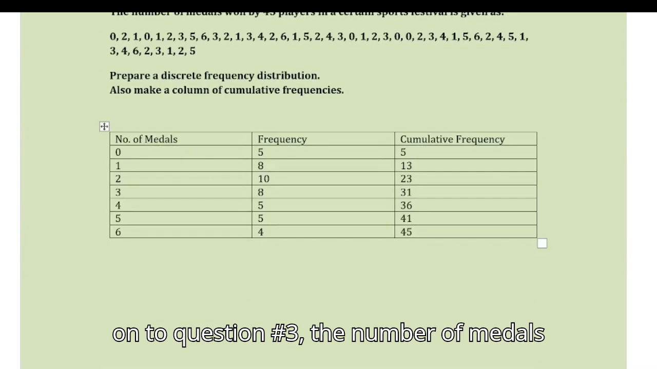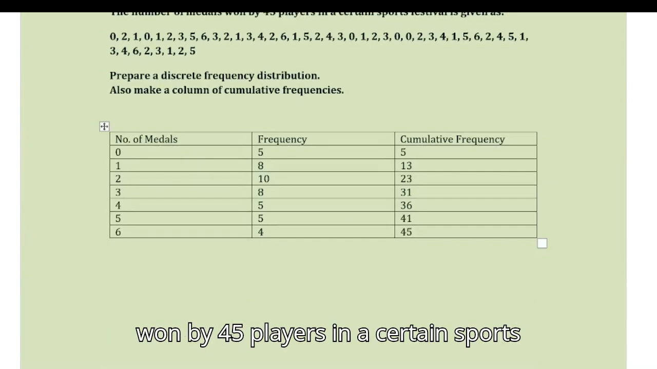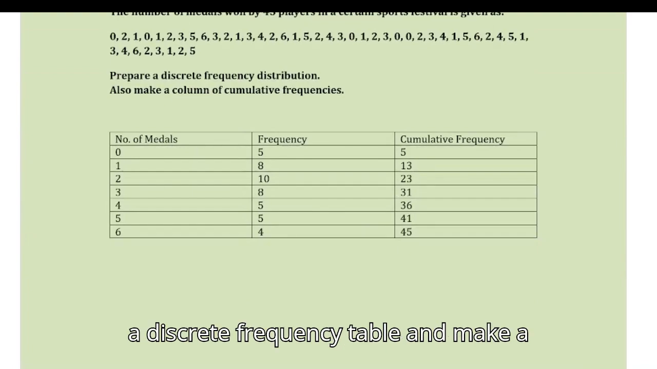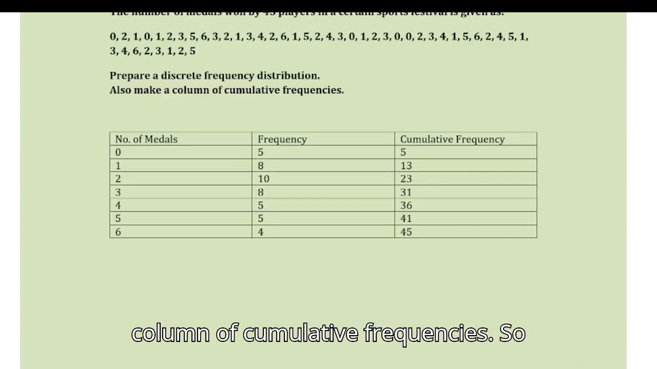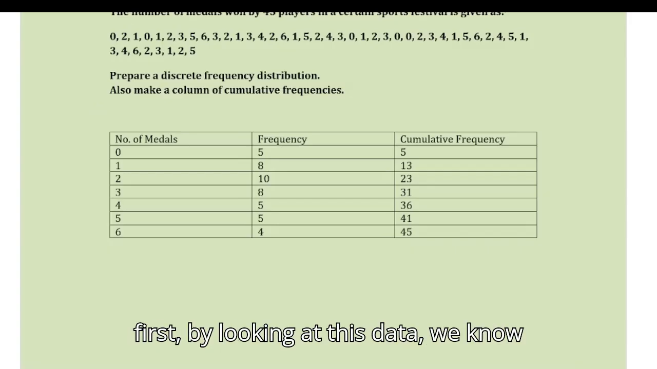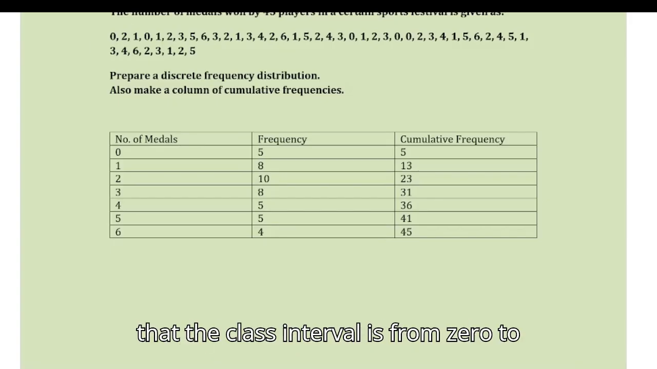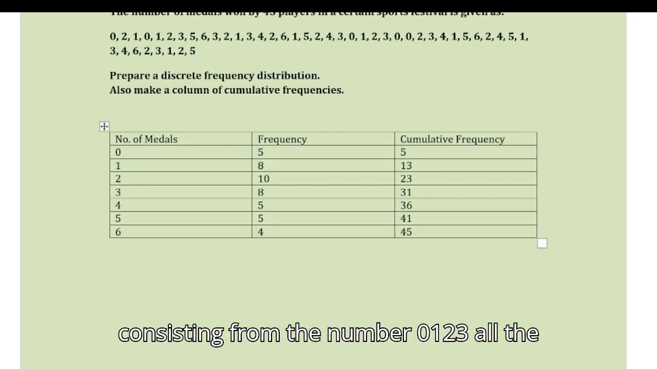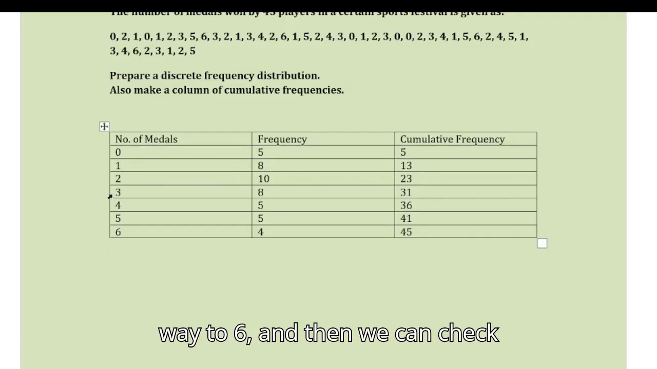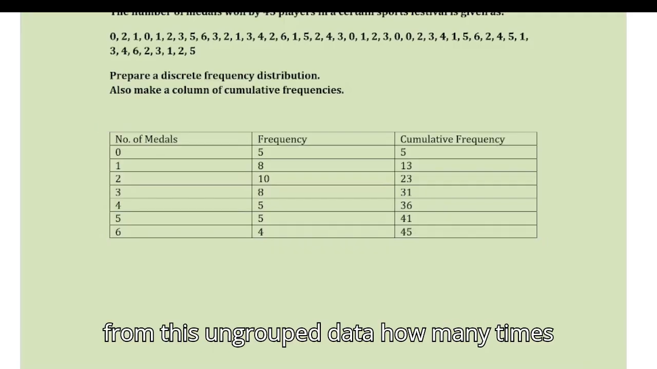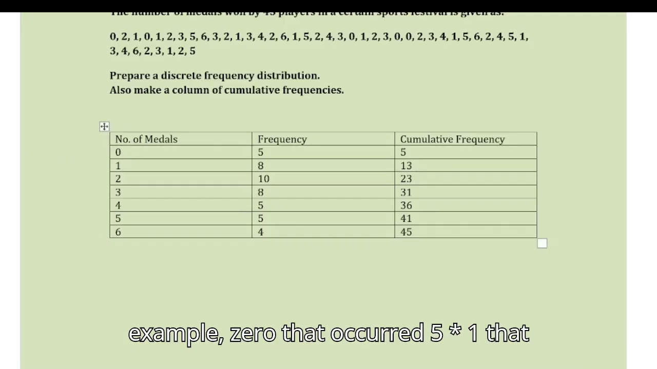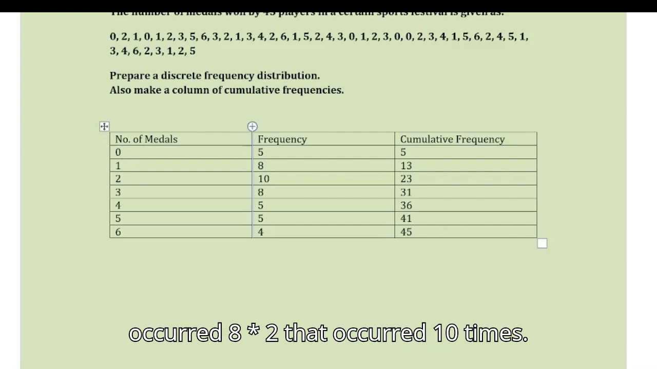Moving on to question number 3, the number of medals won by 45 players in a certain sports festival is given. We need to prepare a discrete frequency table and make a column of cumulative frequencies. So first, by looking at this data, we know that the class interval is from 0 to 6. So we can write separate classes consisting of the numbers 0, 1, 2, 3 all the way to 6. And then we can check from this ungrouped data how many times each of these numbers occurred. For example, 0 occurred 5 times, 1 occurred 8 times, 2 occurred 10 times.